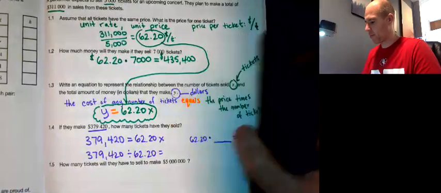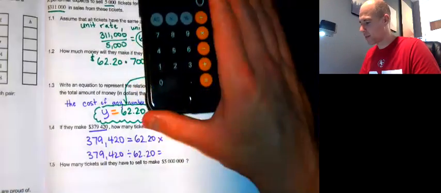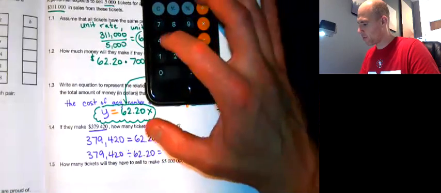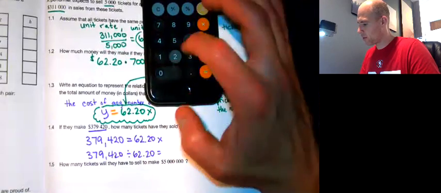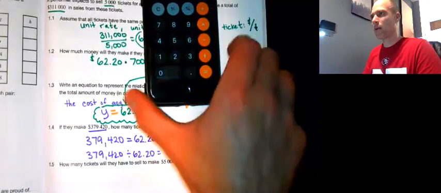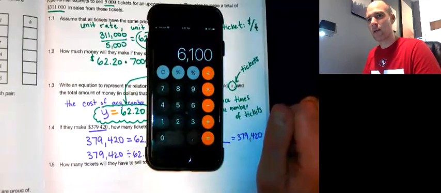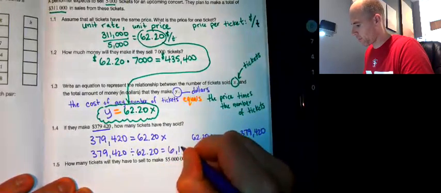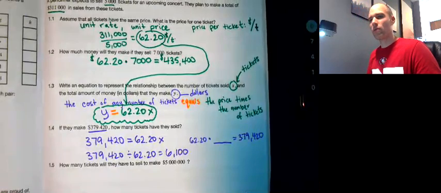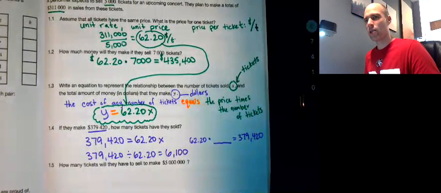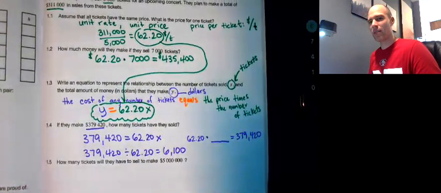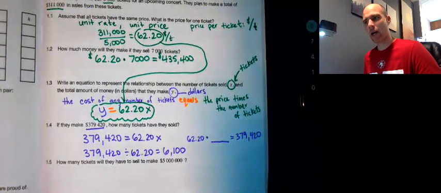I can do some of this math in my head, but I don't know if I can do 379,420 divided by 6220. That's a lot. 379,420 divided by 6220 equals, oh, I was off the screen that whole time. My bad. 6,100. So they will have sold 6,100 tickets if they make $379,420. Okay. And then lastly, it asks, how many tickets will they have to sell to make $5 million?